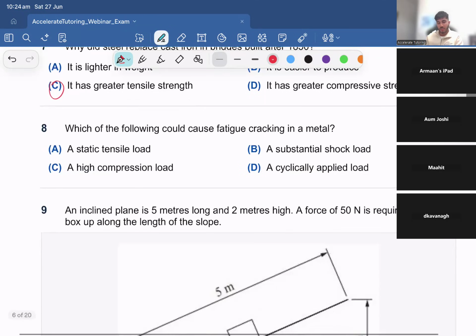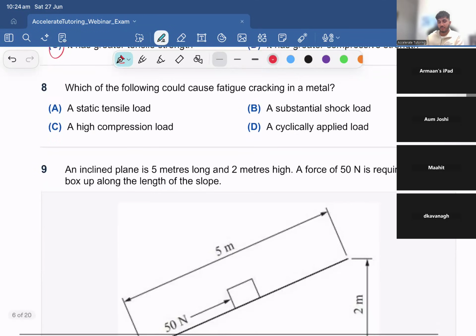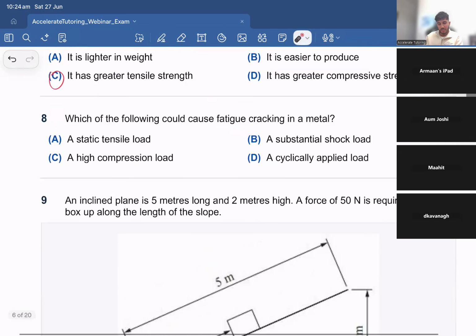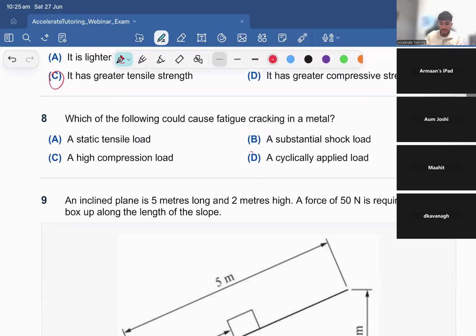Excellent. Question 8. Which of the following cause fatigue cracking in a metal? Does anyone want to tell me what the answer for question 8 will be? D? Excellent. Cyclic loading. So cyclic loading is essentially where we're applying a load, removing it, applying a load, removing it, and it's constantly being in that cycle. That's why it's called cyclic loading. It's a big issue that happens to metal.